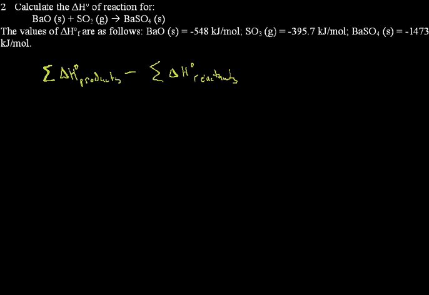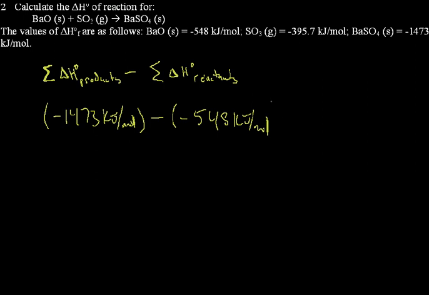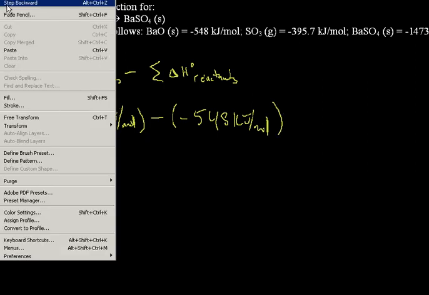So for our products, barium sulfate, it looks like barium sulfate's delta H is negative 1,473 kilojoules per mole if we were producing a mole of that. So we're going to take negative 1,473 kilojoules per mole, and we're going to subtract from that negative, for the barium oxide, 548 kilojoules per mole. And I guess I didn't need to do that. Let me see if I can step backwards there.